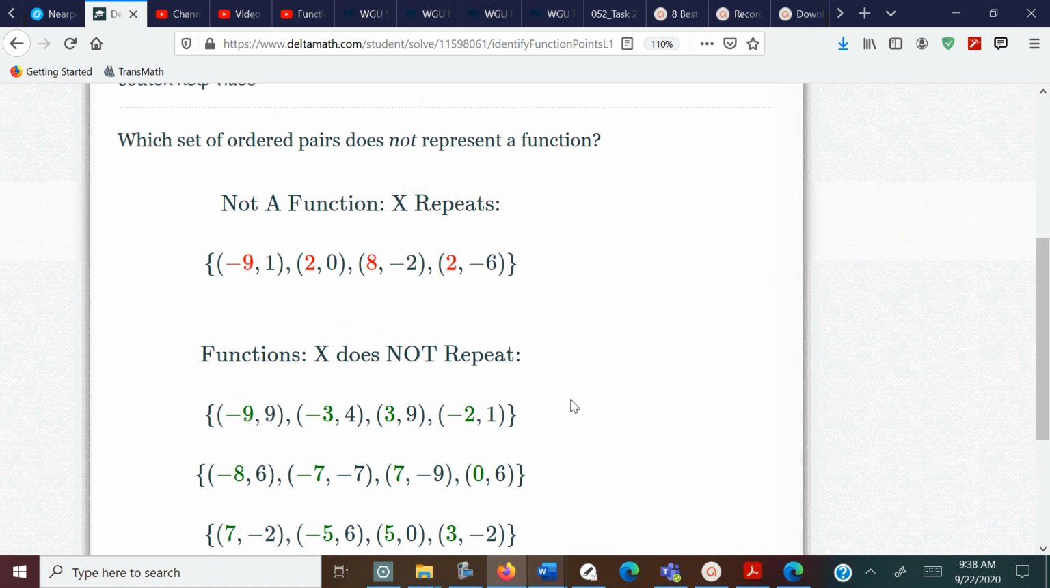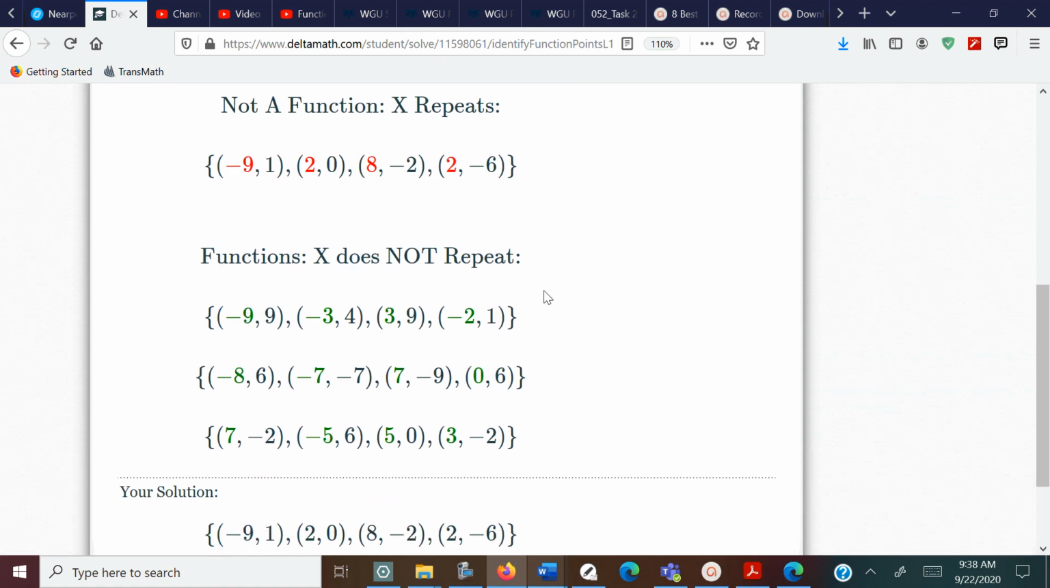Now keep in mind, you may get some that say which one does and which one does not, so you've got to pay close attention to that. But this is it. That's how you determine whether a set of ordered pairs is a function or not.